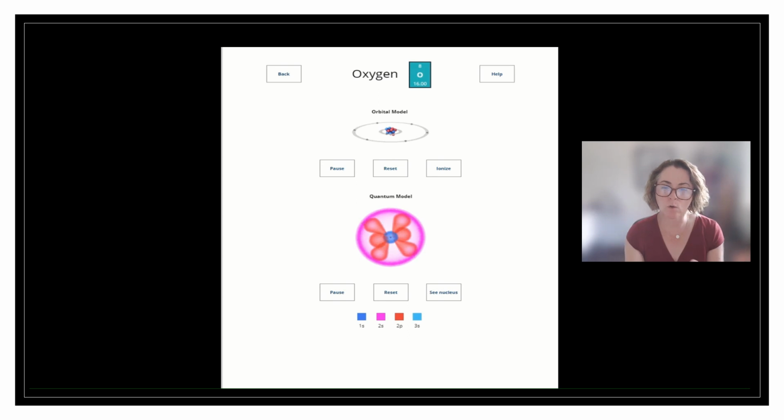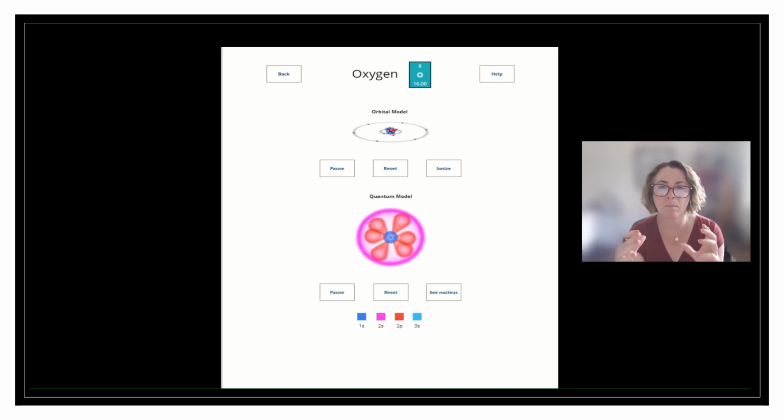If we take a look at the quantum model, you can still see that center, right? You can still see that 1s subshell right there close to the nucleus. You can still see farther out from that the pink sphere. That is the second subshell, or the s subshell in the second energy level. That has 2 electrons in it.